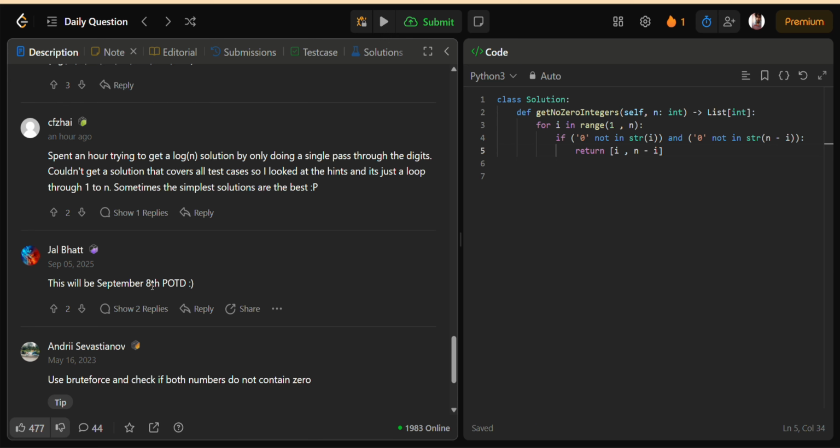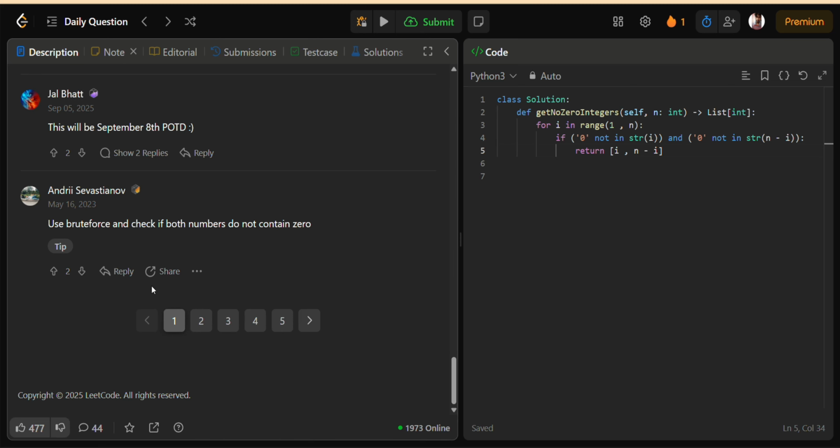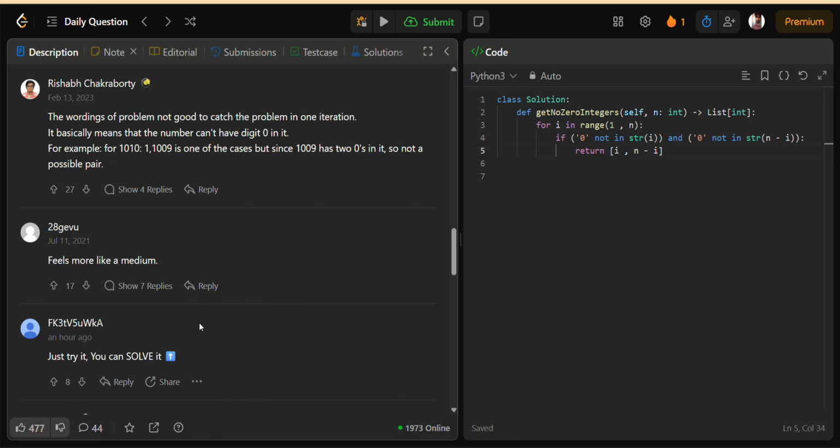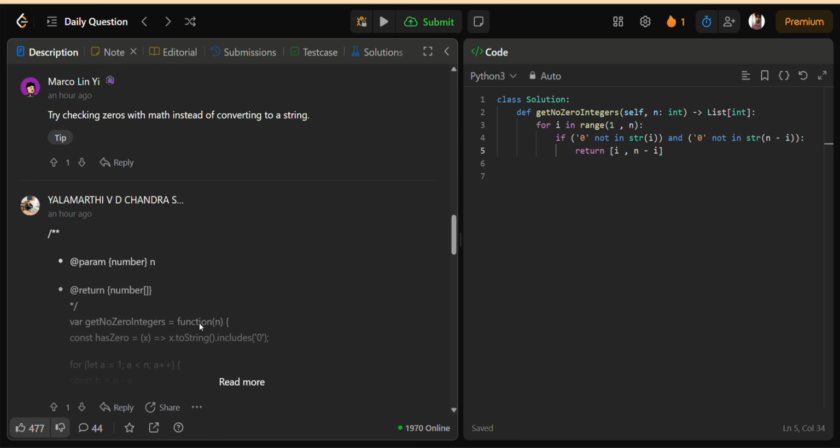And that's it for today's problem. We learned how to break down a number into two no-zero integers in a very simple way. Remember, coding is not always about writing the most complex algorithms. Sometimes clarity and simplicity win the day.